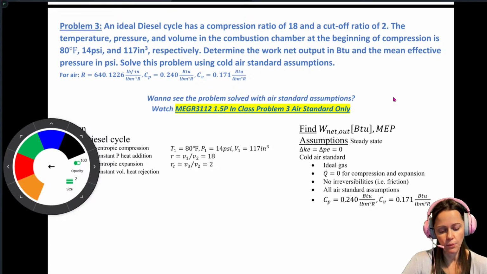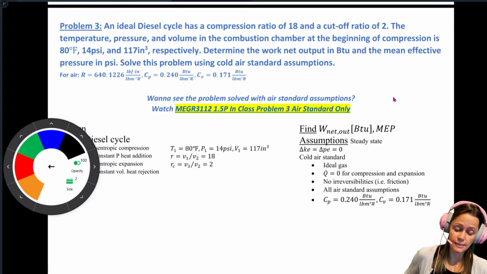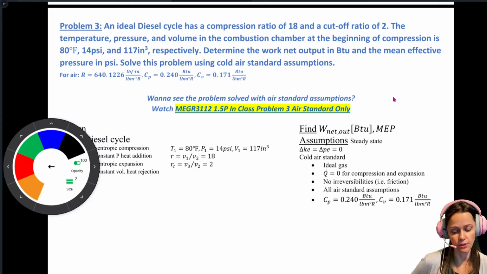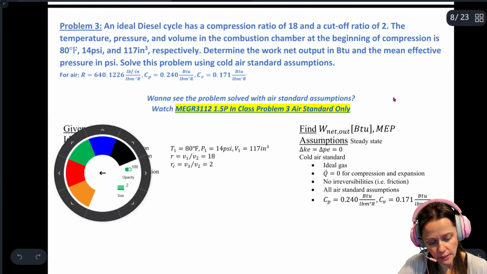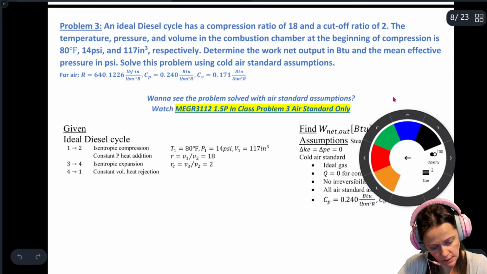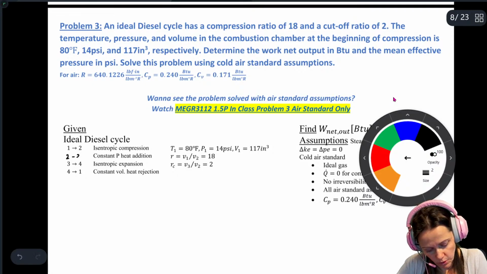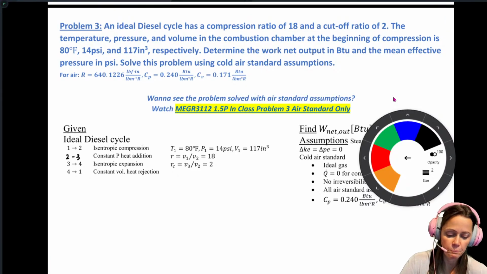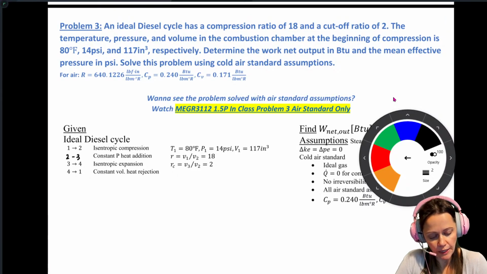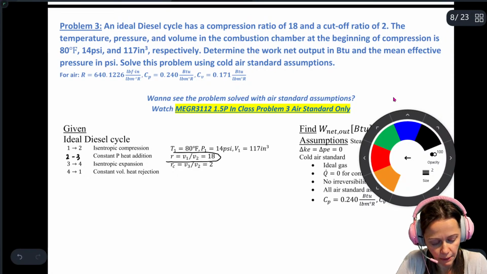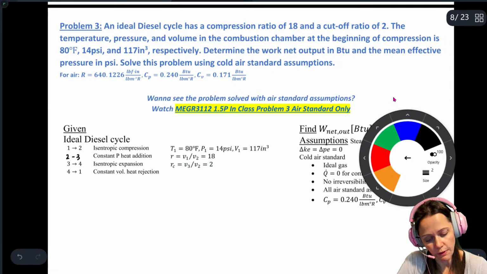So we're going to solve using cold air standard assumptions, which means that the specific heat is constant. And if you want to see it solved using air standard assumptions, there is a video online for this as well. All right, so ideal diesel cycle, and I've gone ahead and put the processes here. So we've got a compression ratio of 18. Same thing, the volume before versus the volume after compression. They give us the temperature, pressure, and volume in the combustion chamber at the beginning of that compression process. So that's all state one there.